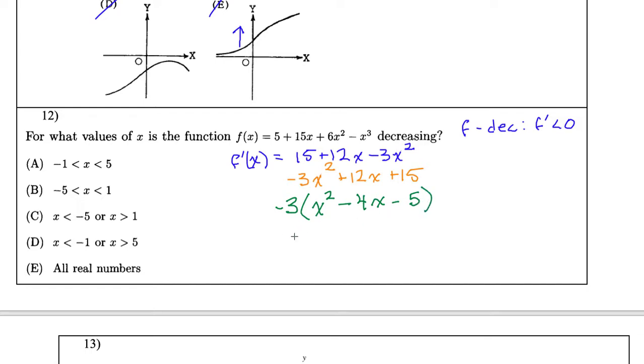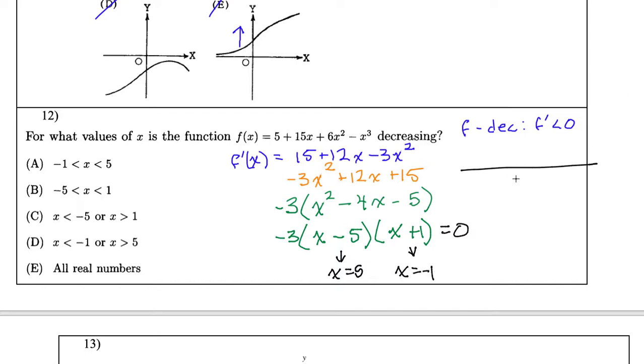Now I can do ninja star in my head. So this is now a negative 3. Leave that negative 3. I know that you want to divide it away because you're going to set this thing equal to 0, but for now, leave it. I'm just factoring the general equation without setting it equal to anything. I now have x minus 5 and x plus 1. And now I can set this thing equal to 0, which means I have critical values at 5 and negative 1. So x is equal to 5 and x is equal to negative 1.